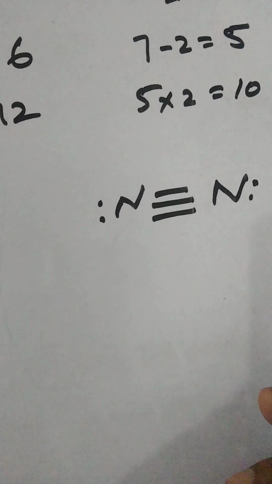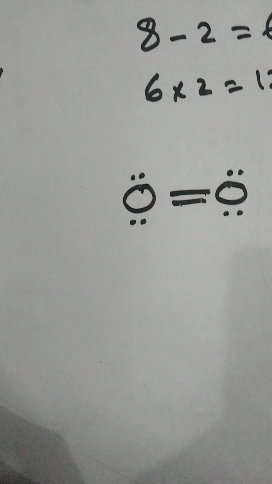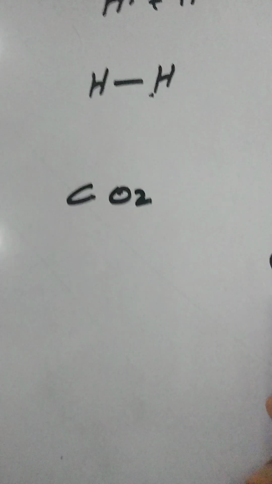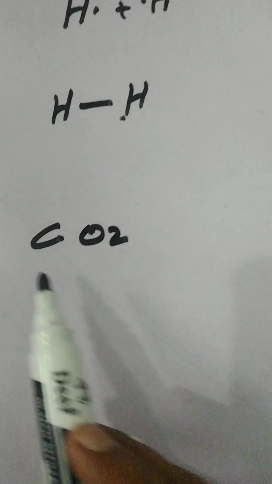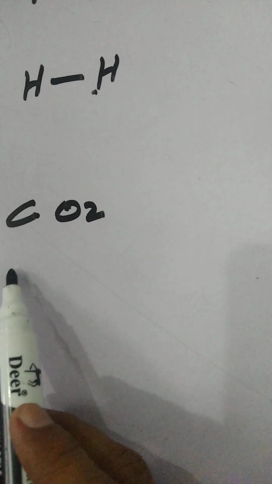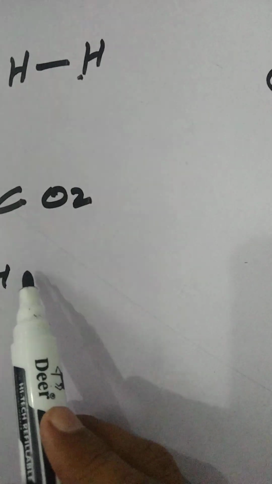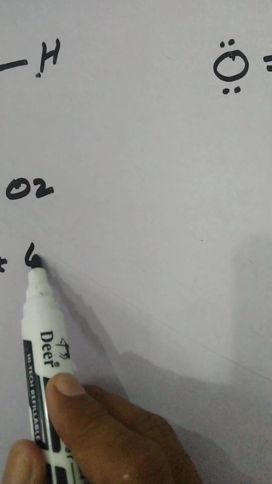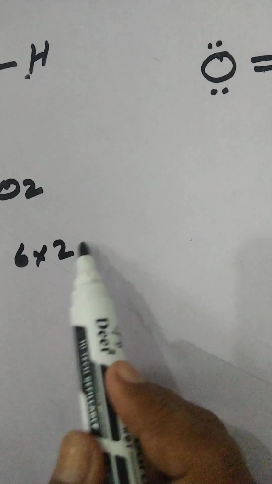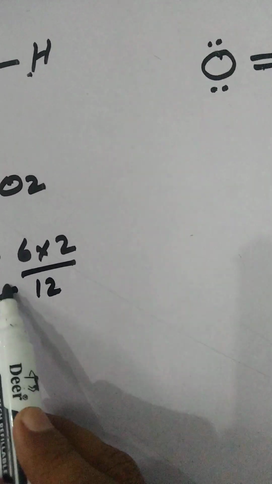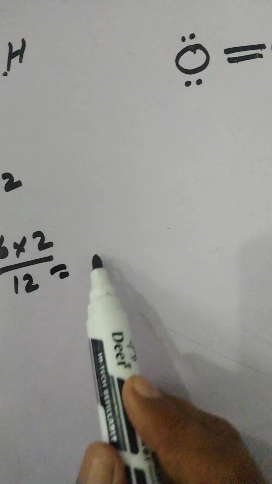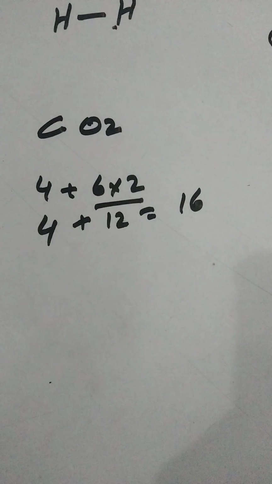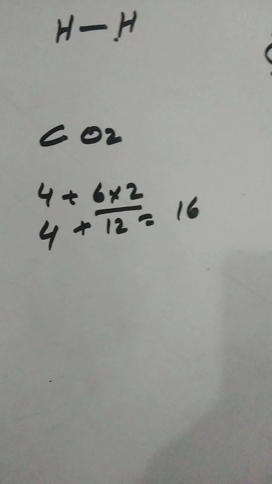After it we will see another one, which is the formula CO2. Now here we will see how we will fix the structure. Carbon has 4 electrons, and for oxygen we know the valency is 6 multiplied by 2. It means 12 plus 4, which is 16. We have to fix 16 electrons.